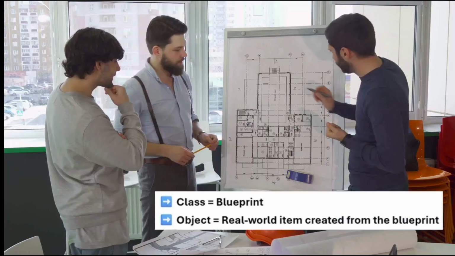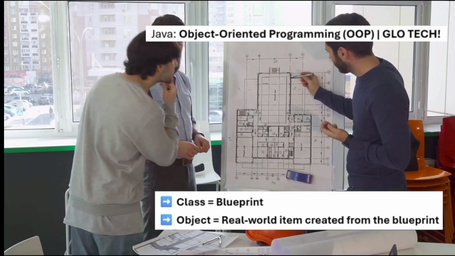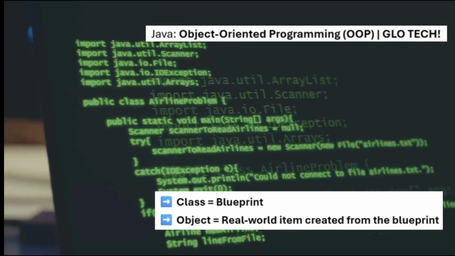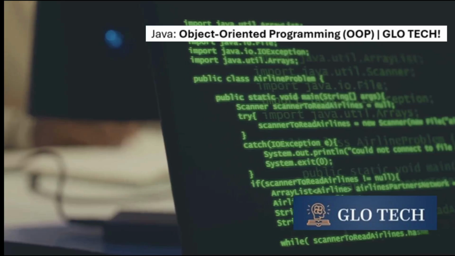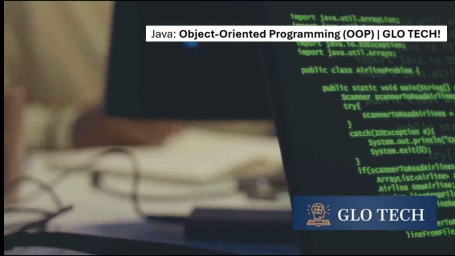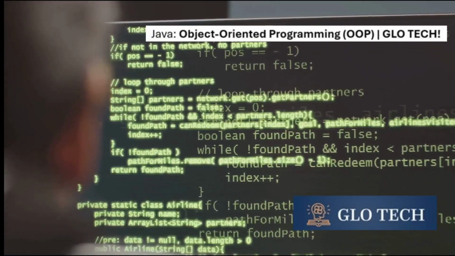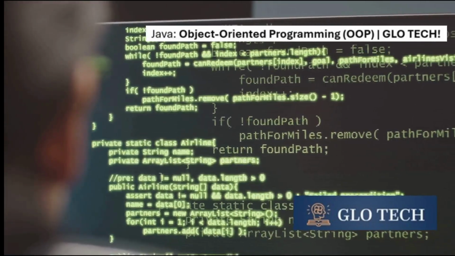So to sum it up, a class is the blueprint. An object is the real-world item you create from that blueprint. When you create an object from a class in Java, it automatically inherits all the variables and methods defined in the class. And here's the best part, you can customize those objects to make them fit your needs.